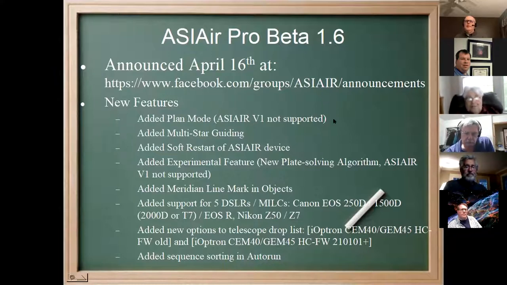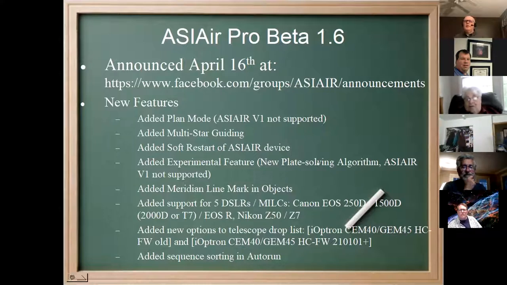There's a new plan mode, and in plan mode, it extends the idea so you don't just do one target. You can enter information for it. It turns out to be three targets. You hit the start button, and then you go to sleep, and hopefully you get a good night's sleep. It does multi-star guiding now. It does a soft restart instead of doing a full boot. But I did notice today when I tried this that I lost my Wi-Fi signal on the soft restart.